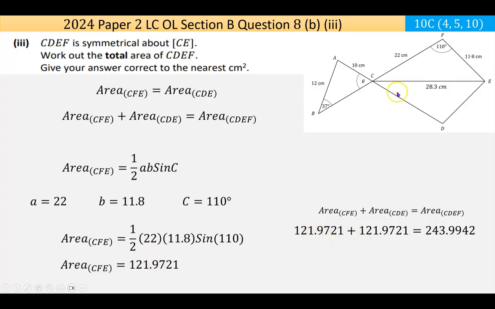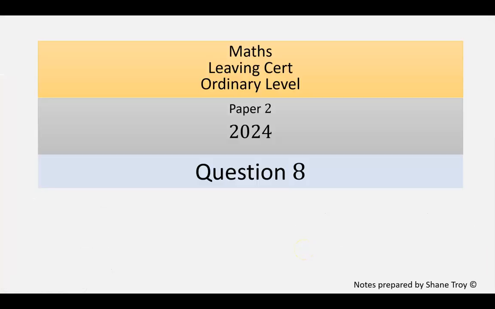Because we only found the area of this one triangle, I'm doubling it by adding it on again. I could just multiply by 2, it's the same thing. So I end up with an answer of 243.99. It's still the 9 that matters. That rounds up the number before it to 244, and I include the units, even though they have them in the question. It's always something you should do. And I get 244 centimeters squared. Right, that's the end of question 8.